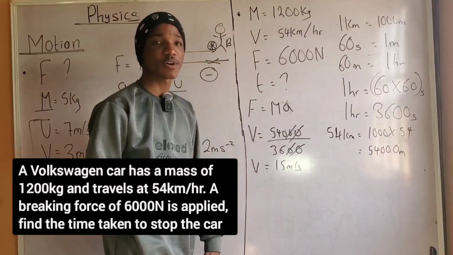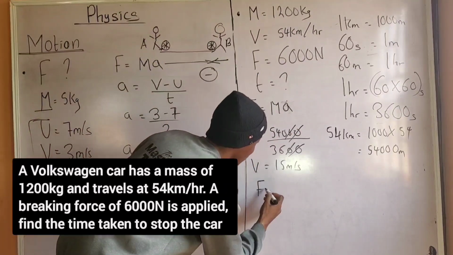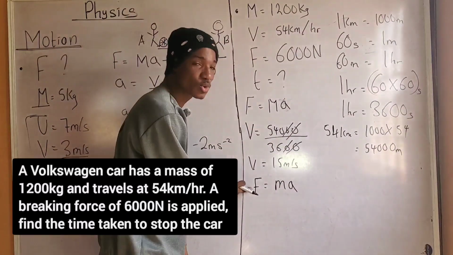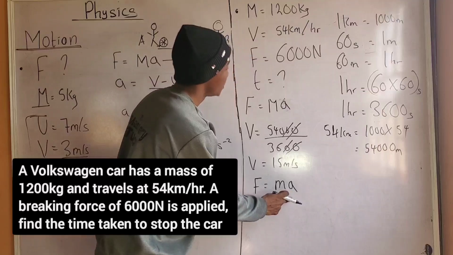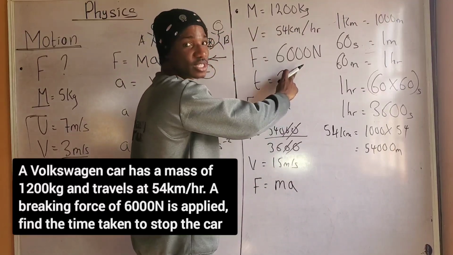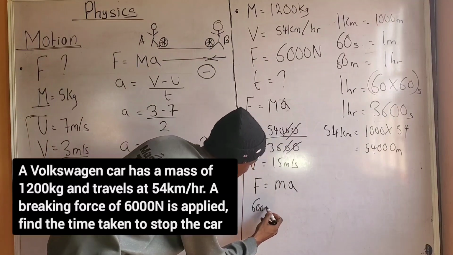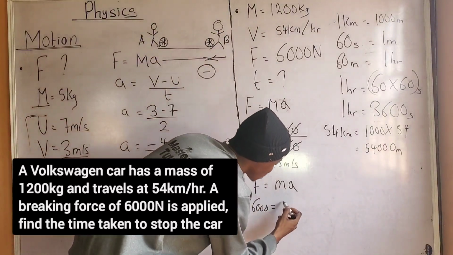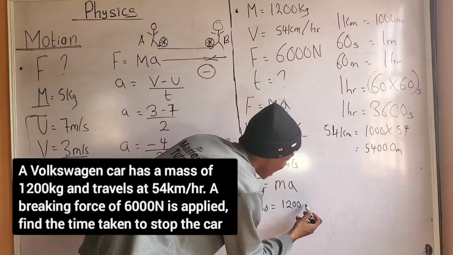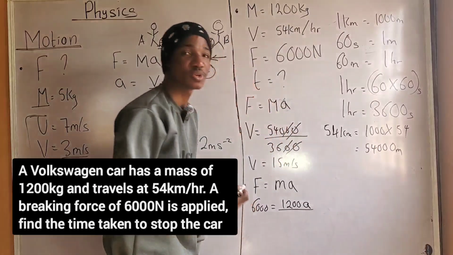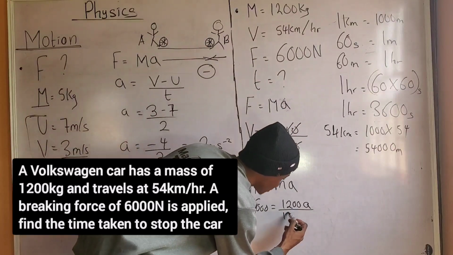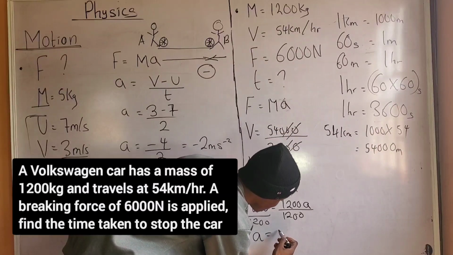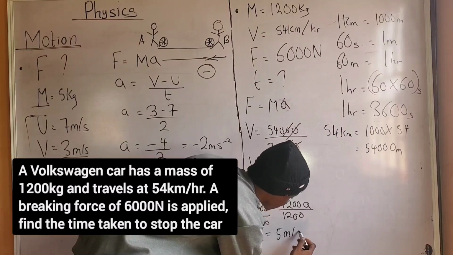Now you remember the formula of force. Force is equal to mass times acceleration. The force has been given as 6,000 Newton. So I'm going to have 6,000 is equal to the mass, which is 1,200, multiplied by the acceleration. To get the value of a, the acceleration, I'm going to divide both sides by 1,200. This over 1,200. The acceleration equals 5 meter per second squared.